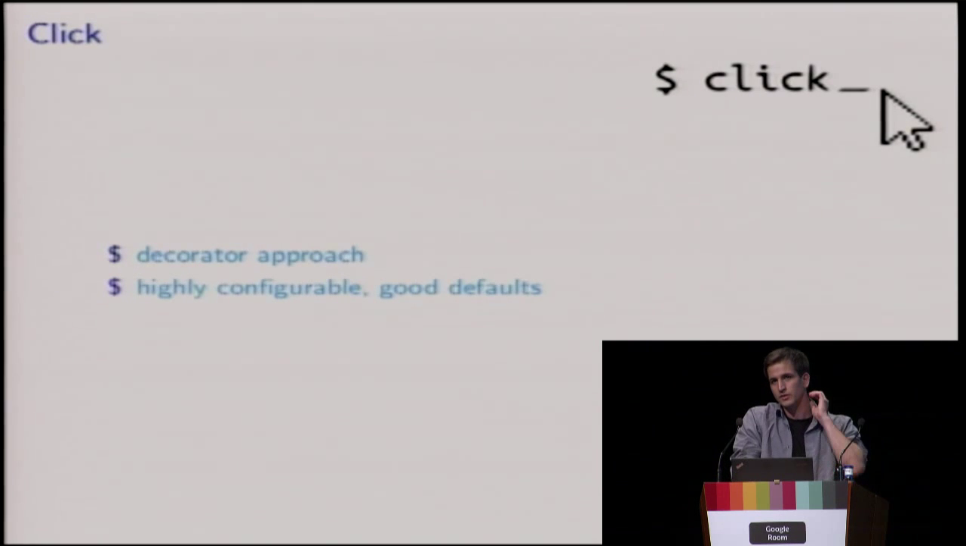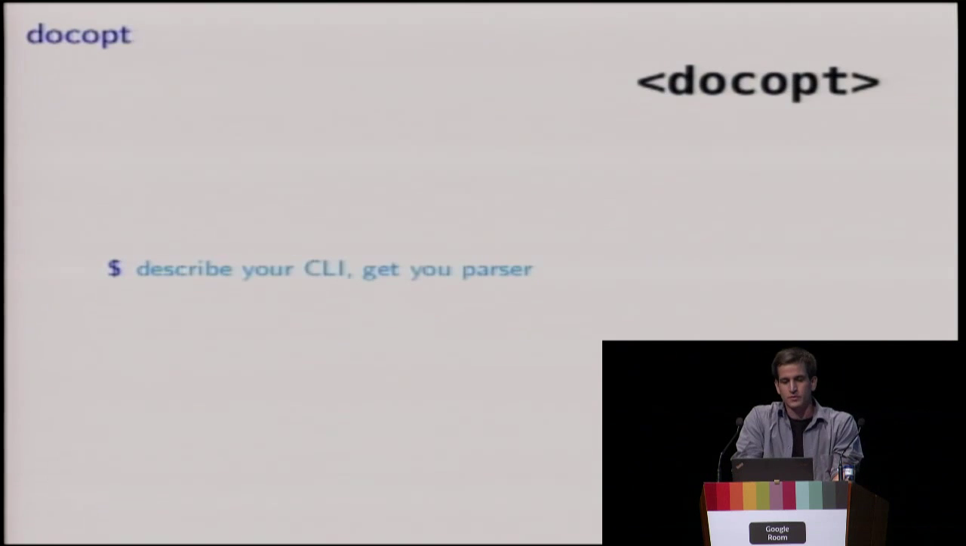And Click is a decorator implementation, so you use decorators to mark your functions as commands, for example. And Click is highly configurable. So docopt has a completely different approach. You have seen these help screens. For docopt, you just write these help screens, and then you already have your parser. Docopt will parse this docstring, and then you get your arguments as a dictionary.